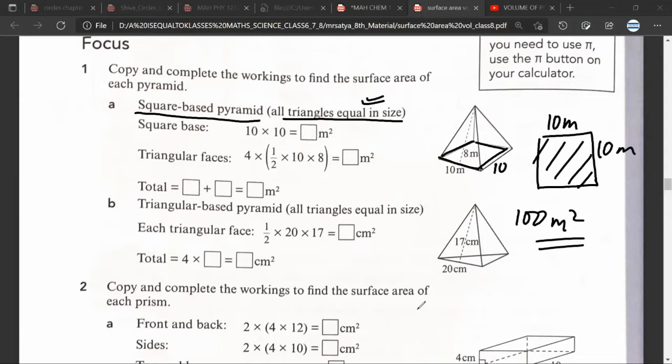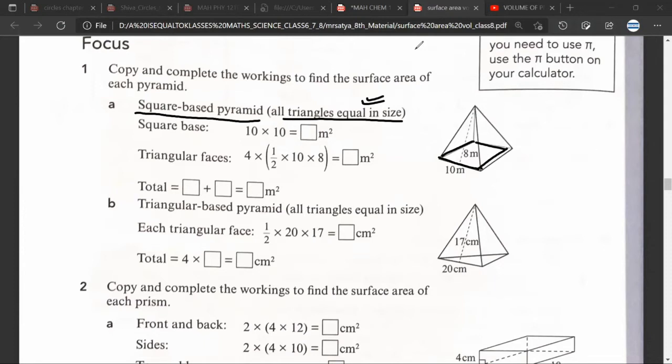So this 100 meter square is this 100 meter square. Any doubt? No doubt. Mr. Satya, any doubt? No doubt, sir. Mr. Sarthak, any doubt? No, sir.